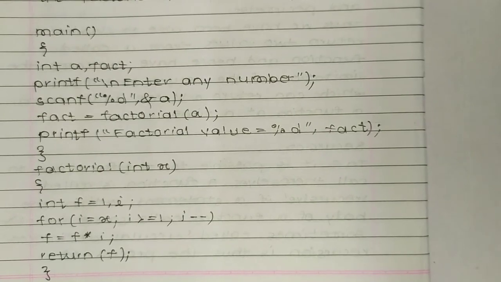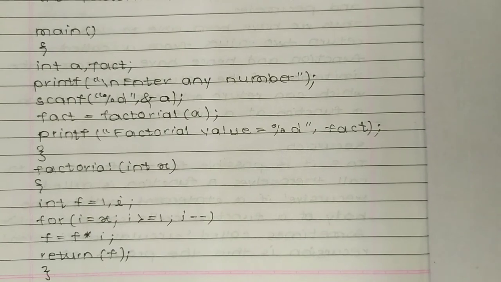Scanf "%d", &a. So we are telling it to store that number as integer a, and the ampersand is used for that. Now fact is equal to factorial(a). Factorial is a function which we will write later. Printf "Factorial value is equal to %d", fact.